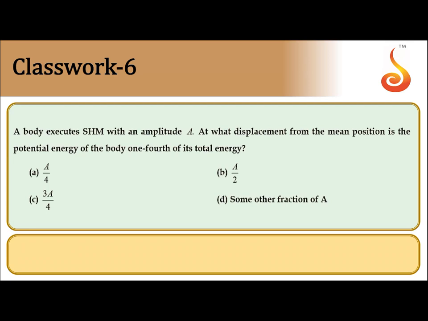A body executes SHM with an amplitude A. At what displacement from the mean position is the potential energy of the body 1/4 of its total energy? He says amplitude is A, potential energy is 1/4 of the total energy.